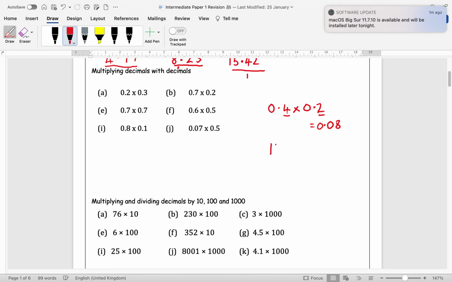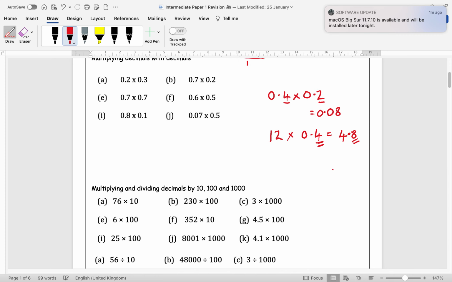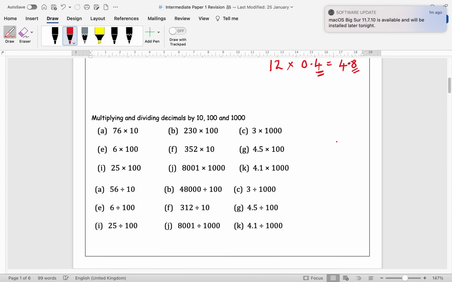And the other example I'm going to do is 12 times 0.4. 12 times 4 is 48. But this time I only want 1 digit after the decimal point, so I only need to jump back 1 from the end. And then there's only one number after the point, so it's 4.8. Not a lot to say here.